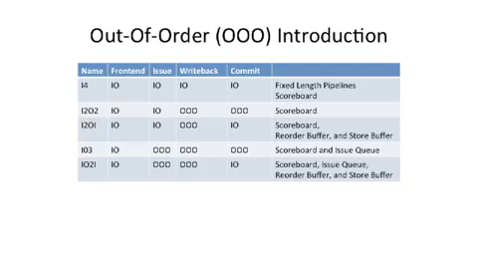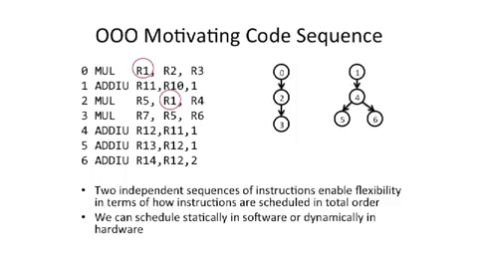Here's a simple code sequence. Let's take a look at some of the read after write dependencies for this code sequence. Here we have a write to register 1 and a read of register 1. So that is a dependency there. Instruction 0 has instruction 2 as a dependence, so we'll draw a nice arc there.